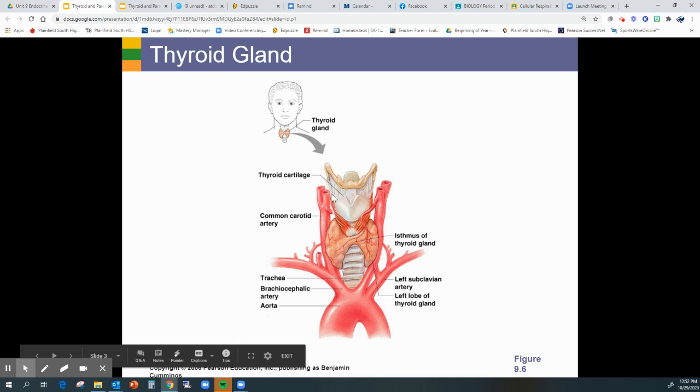So here is the thyroid cartilage right here at the base of the larynx, and then the thyroid itself sits just below that. If you palpate your clavicles on both sides, and then there's a little notch right there, just above that notch is where the thyroid sits.